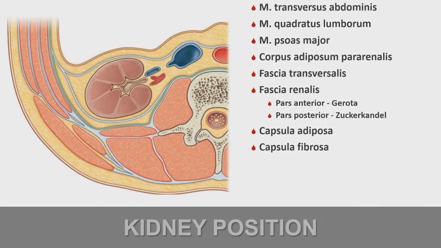The kidney's position in the retroperitoneum is in the space between the peritoneal cavity and the muscles here. This is the psoas, quadratus lumborum, and transversus abdominis. If you remember from the lecture about the abdominal wall, here we have some layers. This is a layer which is called peritoneum. Then it's the extraperitoneal fascia. And this is the fascia transversalis, the transversal fascia.